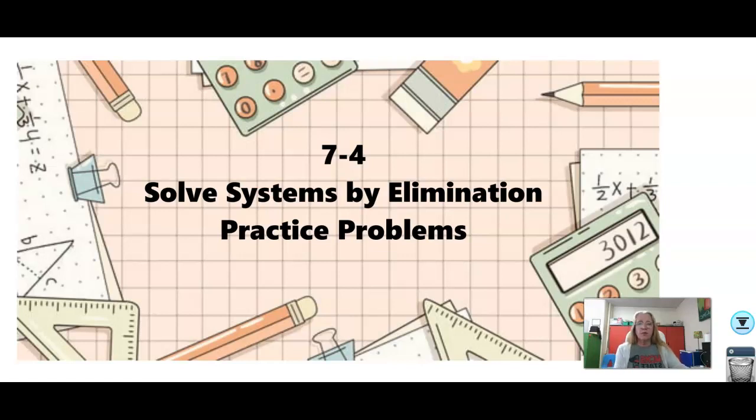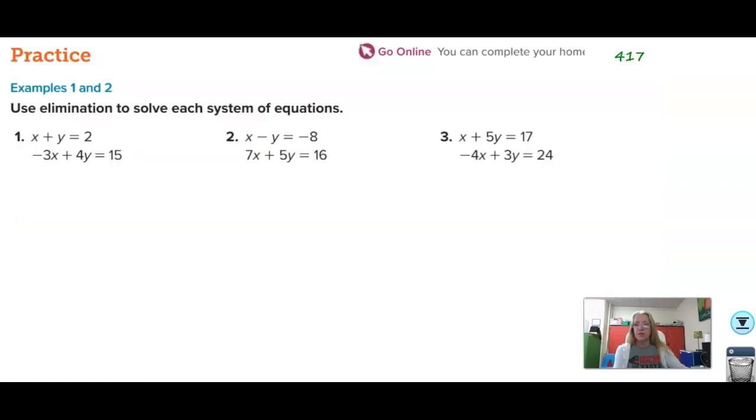These are the ones where we want to solve them by elimination, but we're forced to multiply one or both of the equations in order to create opposite terms. All right, so here we are on page 417 of your workbook. Use elimination to solve each system of equations.